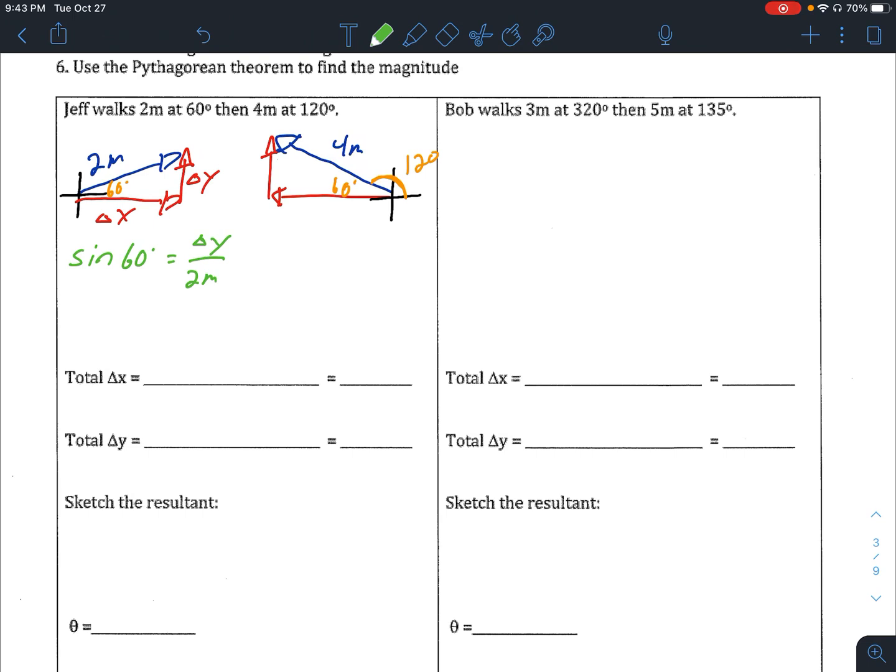That's a big thing in physics, because in your math classes at this level in high school, you're probably in radians in math, but then in physics, you're going to be going back into degree mode because it's not a calc-based course. So then to get my delta x, cosine 60 is delta x over 2 meters.